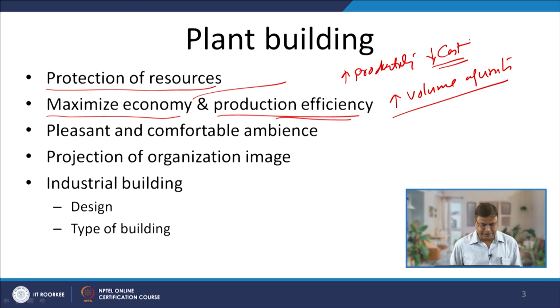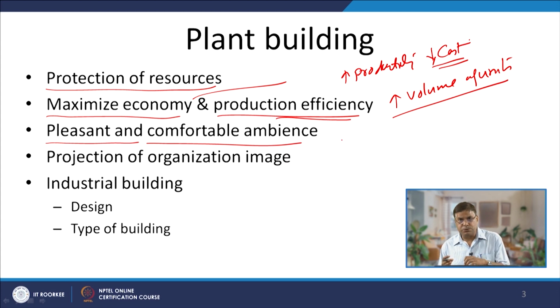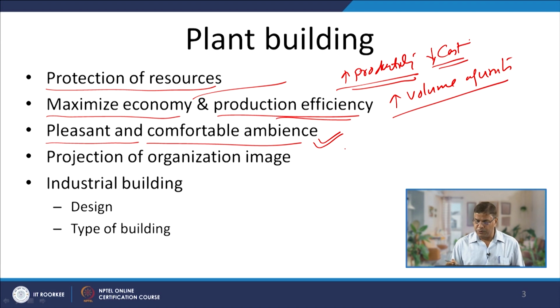economy is maximized. Then it should also provide a pleasant and comfortable working environment, so that the workers can continue to work for longer time with the minimum fatigue for realizing high productivity, minimum wastage, minimum accidents, minimum defective products. So, if the workers are happy and they get a pleasant environment to work, then they will be able to produce things with the minimum defects and maximum productivity.